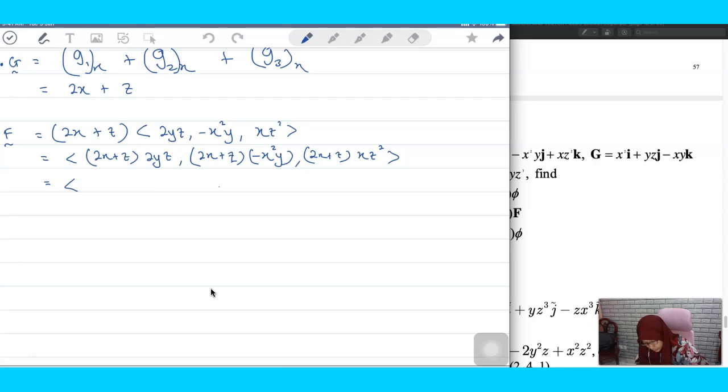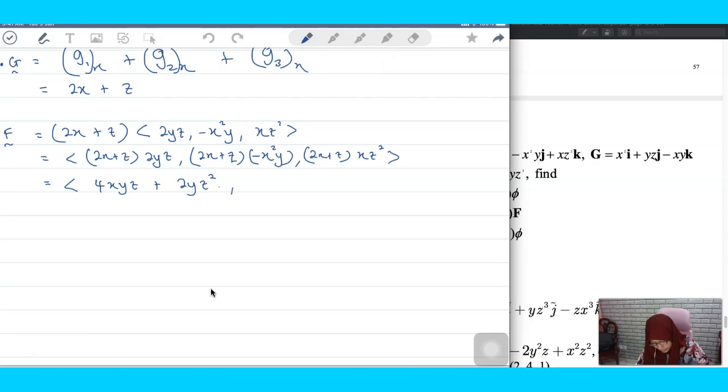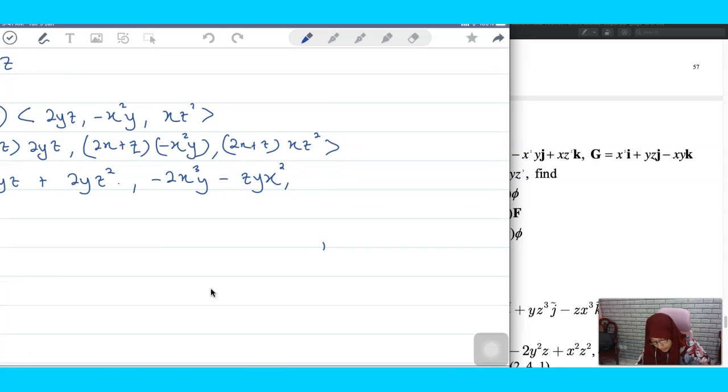So the first term will give you 4xyz plus 2yz squared. And the second component will give you minus 2x cubed y minus zyx squared. Okay, and the third one will give you 2x squared z squared plus xz cubed.